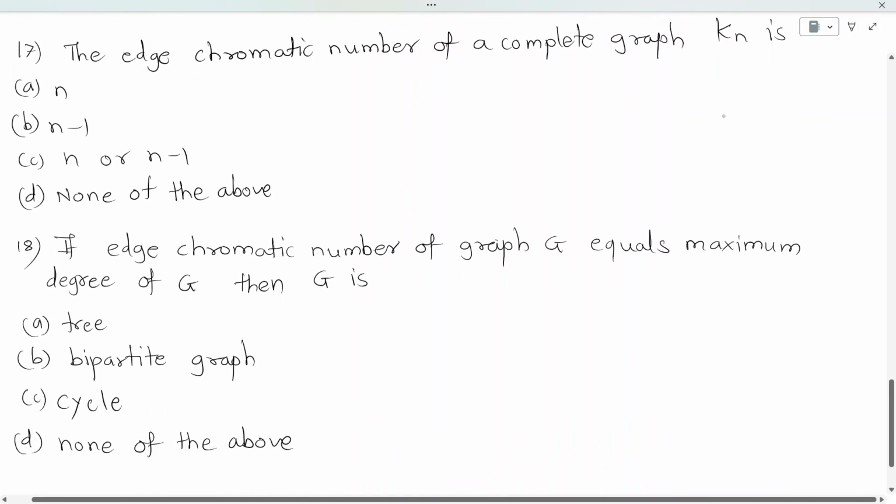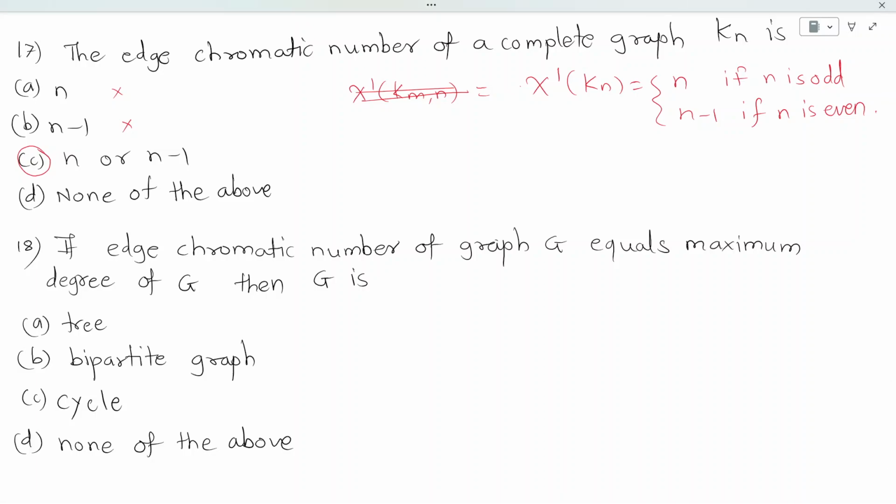17th, edge chromatic number of a complete graph Kn is. Already we have discussed this theorem. We are considering Kn, so chi dash of Kn is equal to n if n is odd and n minus 1 if n is even. We have discussed this theorem in our classroom. So exactly n is incorrect, because chi dash of Kn is equal to n if n is odd, n minus 1 if n is even. So option C is the correct option because we have not been given any condition on n. They are asking for Kn, so it will be either n or n minus 1 depending on whether n is even or odd.